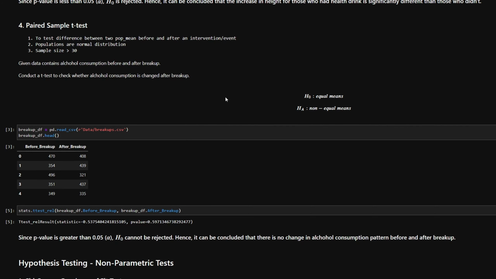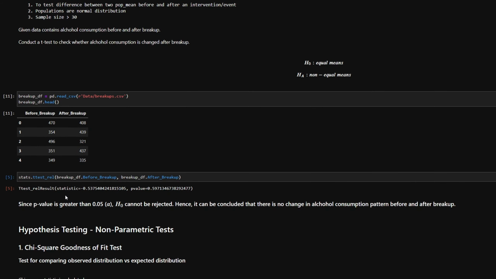So again, time to define a null and the alternate hypothesis. So here it is not given what's the claim or what's the belief. Then we'll definitely go ahead and assume that in the null hypothesis the means are equal, and in the alternate hypothesis they are going to be exactly opposite. So here we have the data for it. Let's see. So before breakup column we have some values, and after breakup column we have some values.